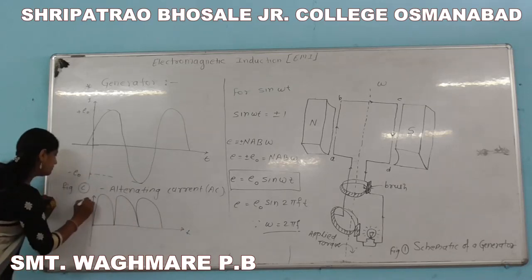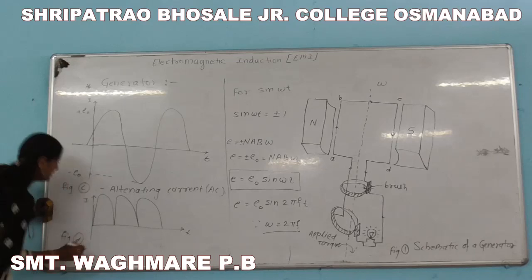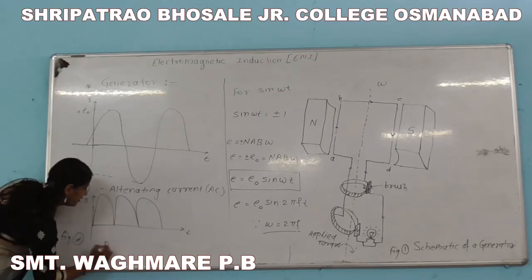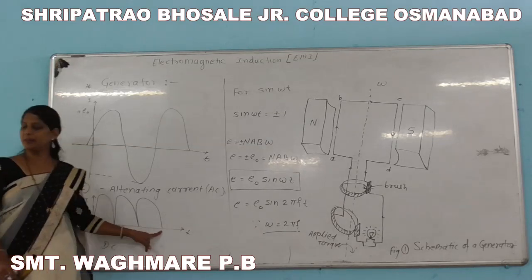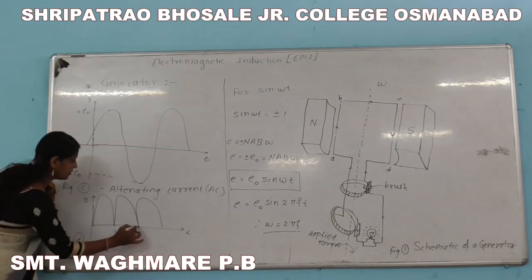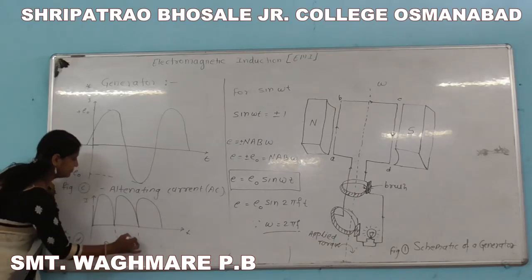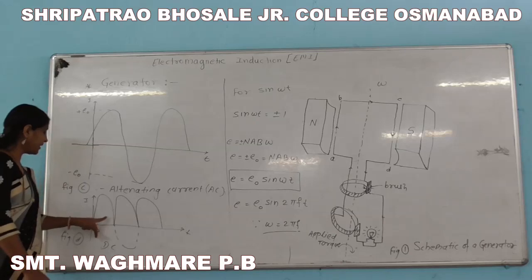This is the direction of current. This is the direct current or DC. This is the graphical representation of direct current. Also we can draw it like this. Graphical representation of direct current.